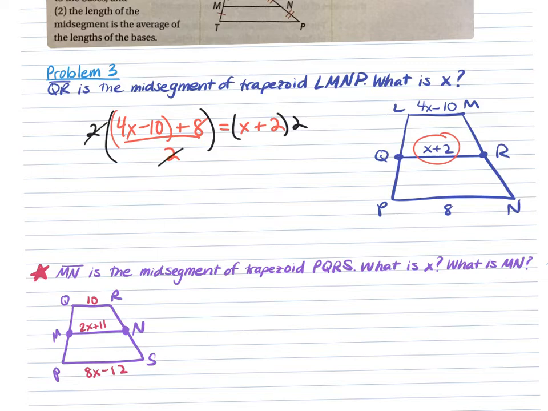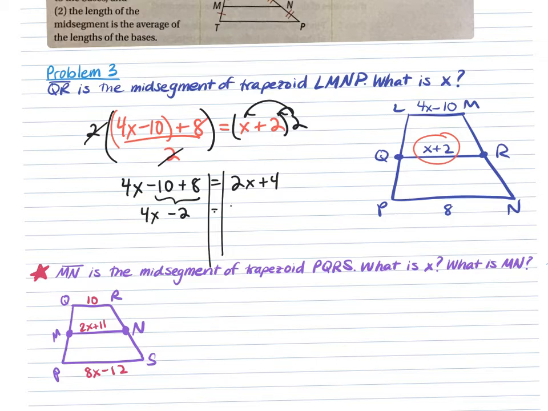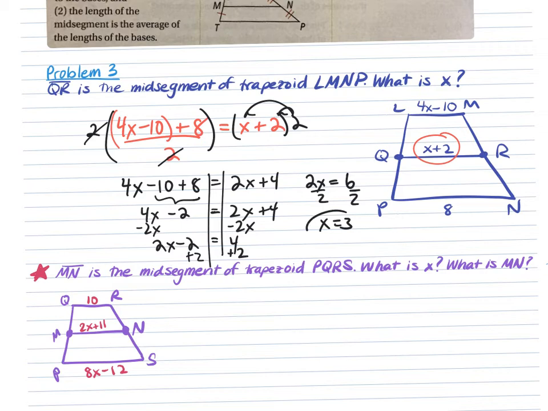So these cancel, and this becomes 4x minus 10 plus 8 equals 2x plus 4. We can separate our two sides. We can combine these to be negative 2. So this is 4x minus 2 equals 2x plus 4. And then subtract 2x from both sides. We're left with 2x minus 2 equals 4. And then add 2 to both sides. 2x equals 6. And then divide by 2. So x equals 3.